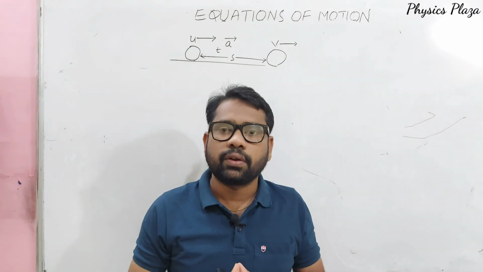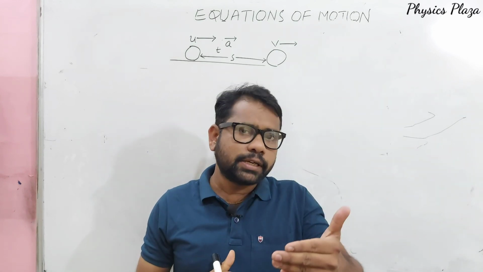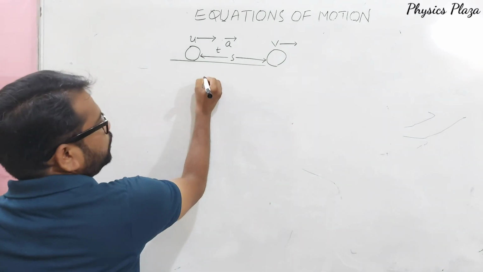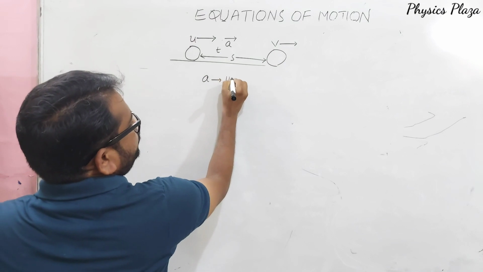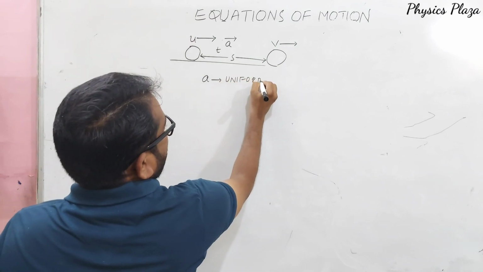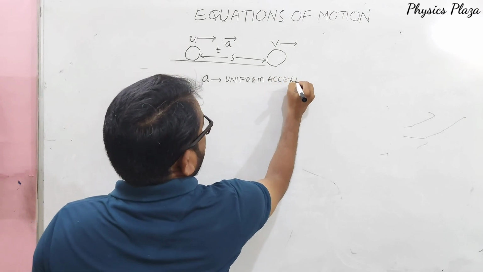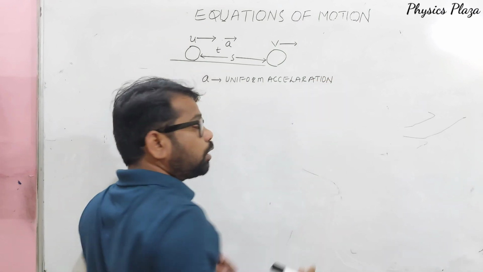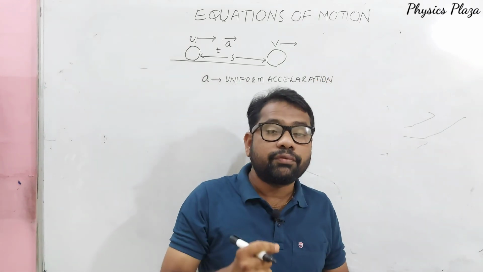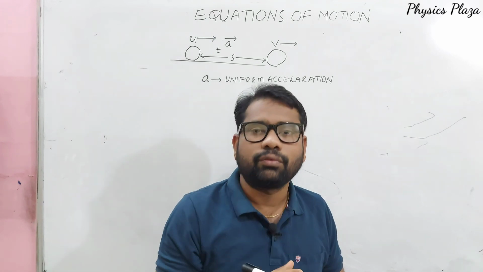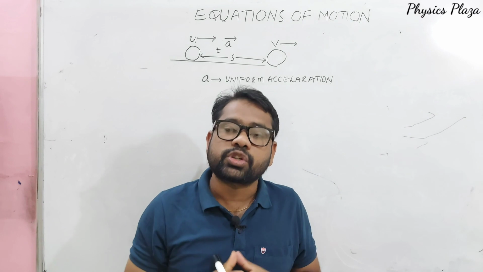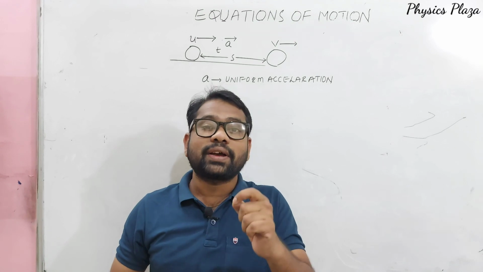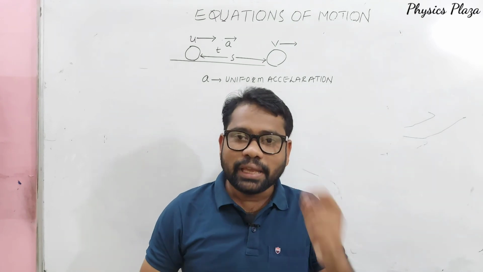Children, here the terms are very important. u is the initial velocity, v is the final velocity, s is the distance, might be even displacement also, t is the time. But a very important thing is that you should not forget that a is the uniform acceleration. These equations of motion are derived for an object which is moving with uniform acceleration, which means we can apply these equations of motion only for bodies which are moving with uniform acceleration. Otherwise, we cannot use the equations of motion.